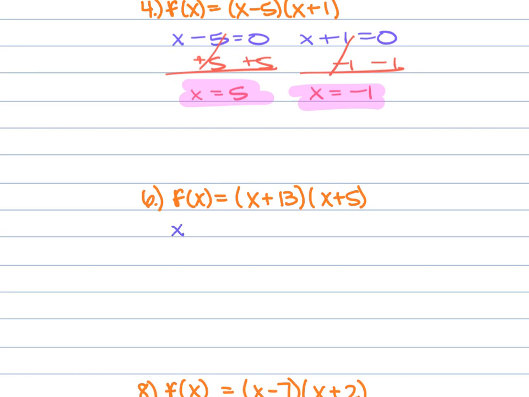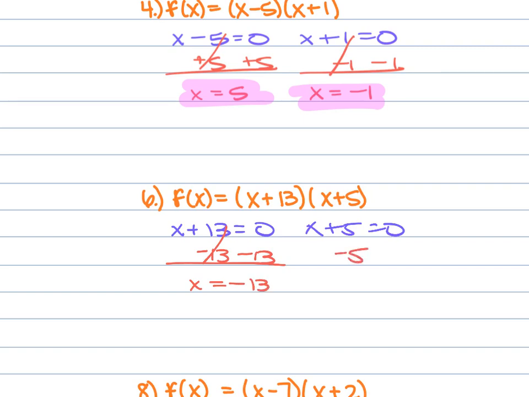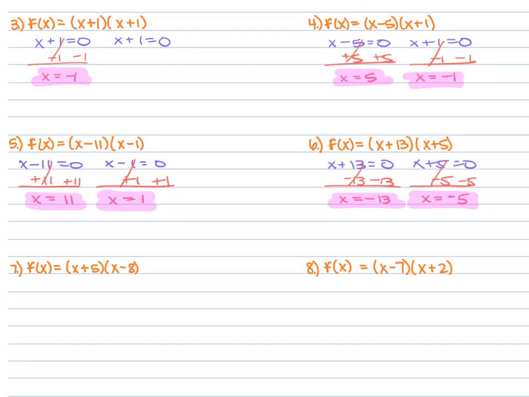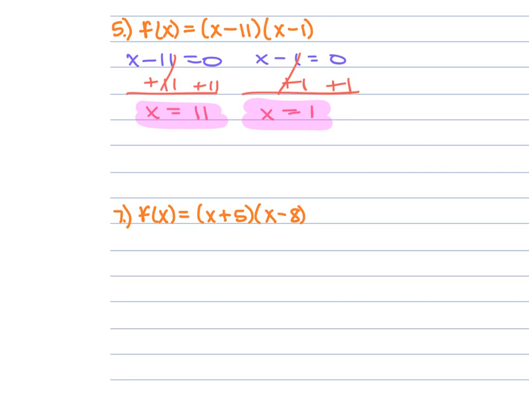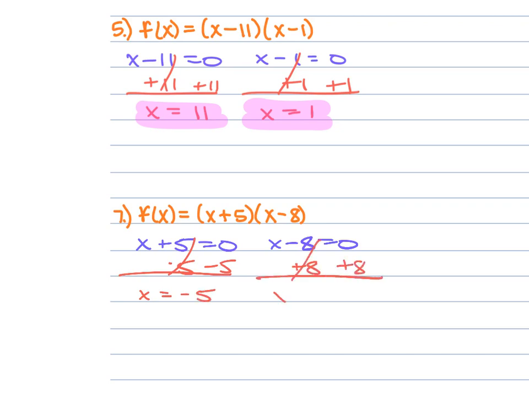For 6, we have x plus 13, set that equal to 0, and x plus 5, set that equal to 0. Move the 13 over, subtract it from each side, so x is equal to negative 13. Move the 5 over, subtract it from each side, x is equal to negative 5. For 7, we have x plus 5 and x minus 8. So x plus 5 is equal to 0, x minus 8 is equal to 0. We're going to move the 5 over and subtract it from each side, so x is equal to negative 5. Move the 8 over, add it to both sides, x is equal to 8.